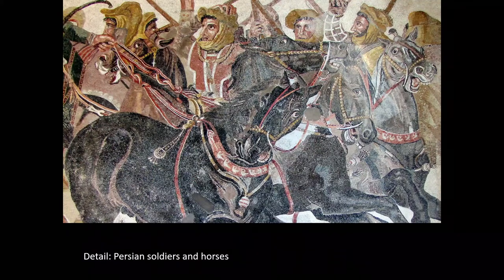Remember, tiny little bits of glass and stone here, and the skill of foreshortening exemplified by this magnificent view of a horse's ass. It just doesn't get any better than that when it comes to foreshortening. But extraordinary detail in terms of the weaponry and also the costumes that the figures in this mosaic are wearing as well.